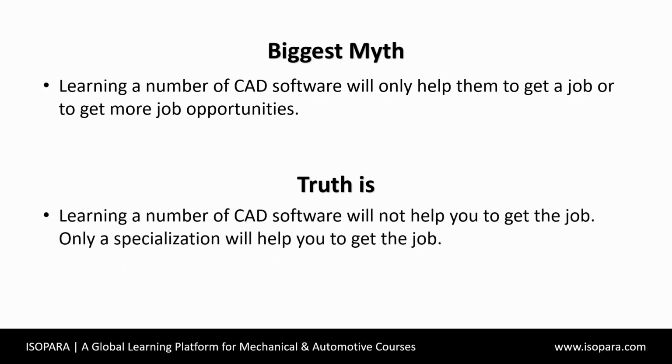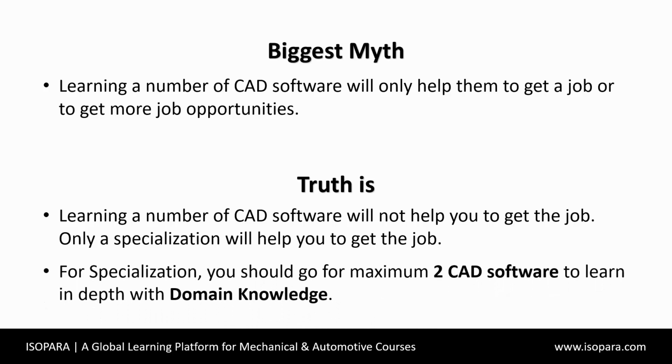The truth is that learning a number of CAD software will not help you to get your dream job. Only a specialization in particular software, considering your dream company, will help you get your dream job in your dream company. And to become a design engineer, your specialization includes specialized software knowledge plus specialized domain knowledge, that is, by working on which type of material, parts or body you want to build your career, such as plastic product design, BIW product design, fixture design, press tool design, mold design, etc.